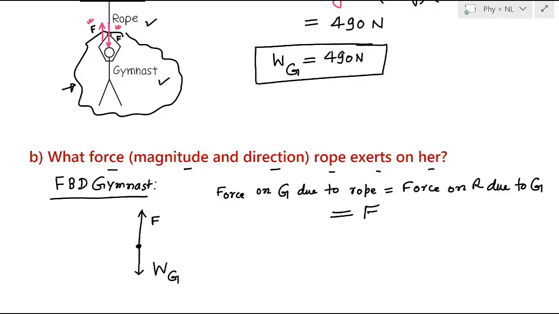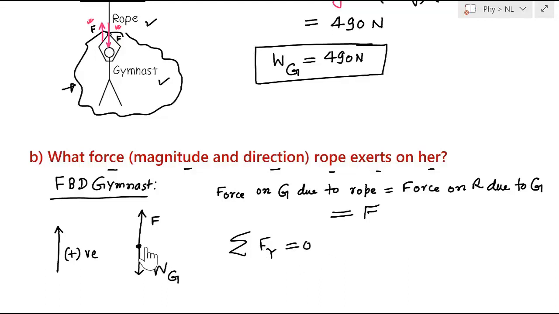Now since this gymnast is in equilibrium, we can apply Newton's first law. So what does Newton's first law say? This says the sum of total forces is zero if the object is in equilibrium. So let us first make a sign convention, and the sign convention in this case is upward direction is positive. So we will apply the sum of all the forces in the vertical direction equals 0.